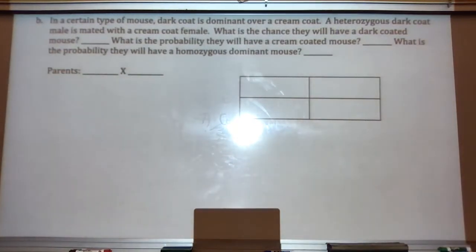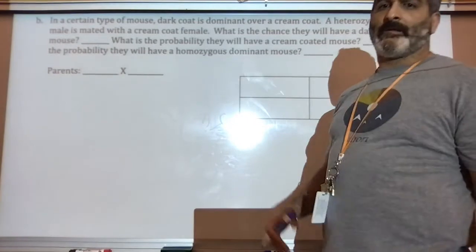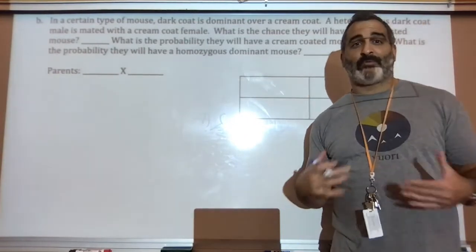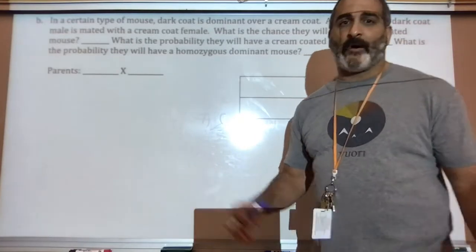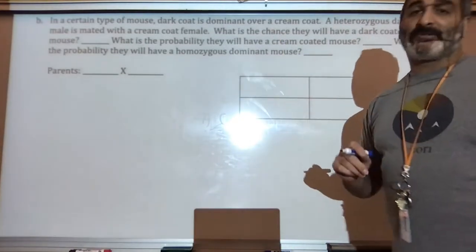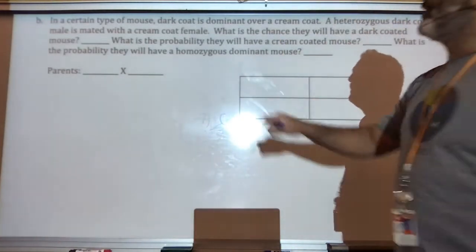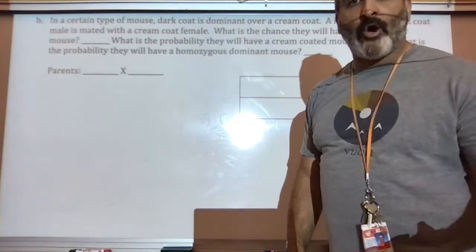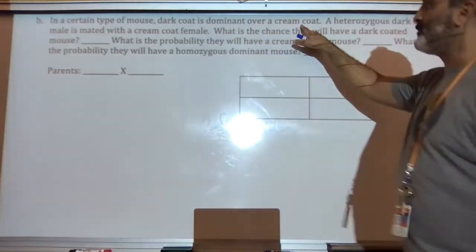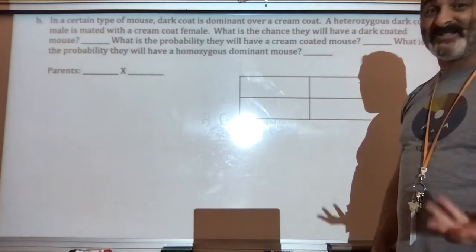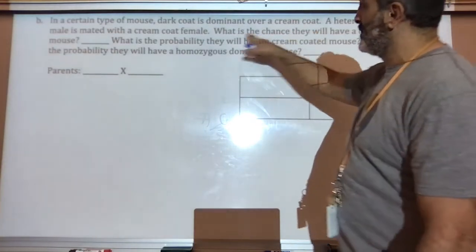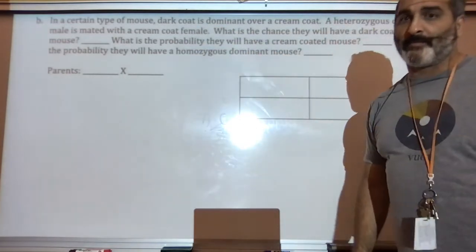All right, here's the second problem. Let me read it to you guys and we'll talk about the problem, because it's basically a word problem for the most part. In a certain type of mouse, dark coat dominates, so dark coat is a capital letter, over a cream coat. If it dominates over it, that means cream coat is recessive, lowercase.